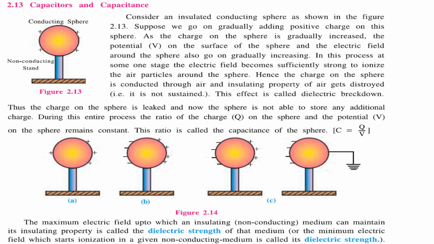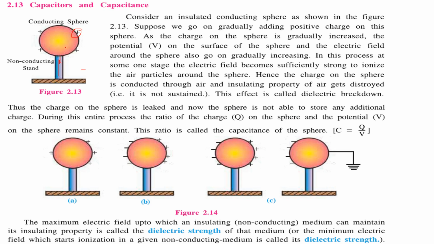Capacitors and capacitance. What is a capacitor and what is capacitance? Just consider an insulated conducting sphere as you see here. Suppose we go on gradually adding some positive charge on this sphere. This is a conductor, and it is insulated; this is a non-conducting stand. So we are gradually adding positive charge on this sphere.